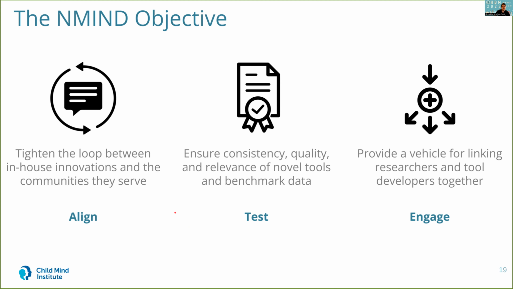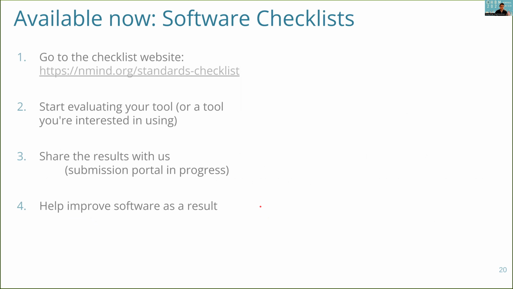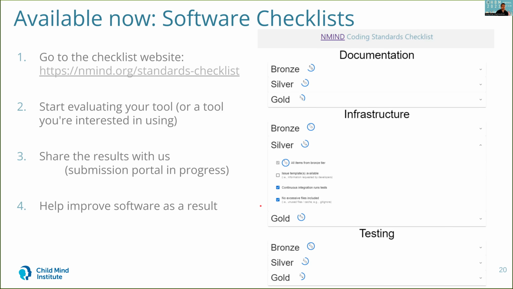We also want to ensure that there's consistency and quality and the relevance of tools to given applications, as well as specific benchmark data as it may be appropriate. And of course, we want to engage with the community and provide a vehicle to link researchers and tool developers together. Now, the first way we've done this is through software checklists.